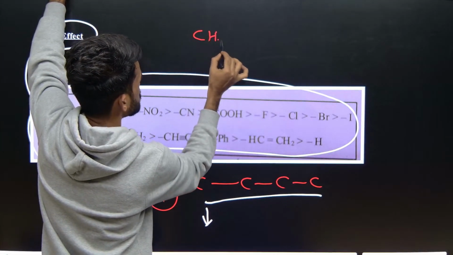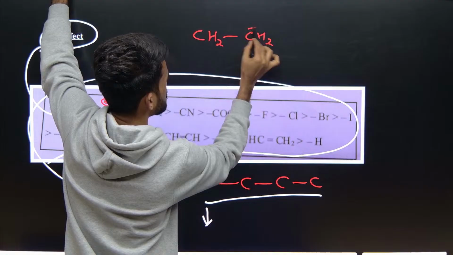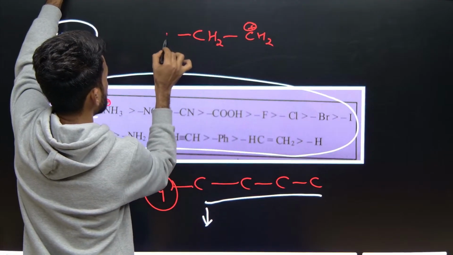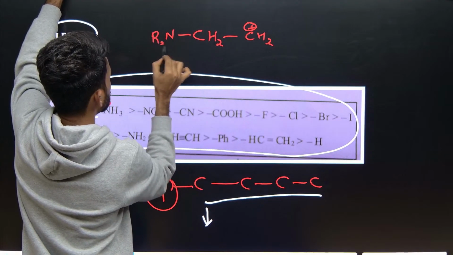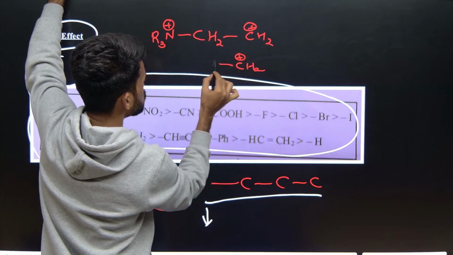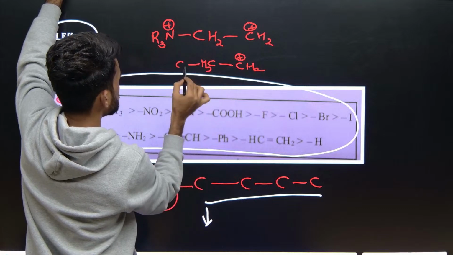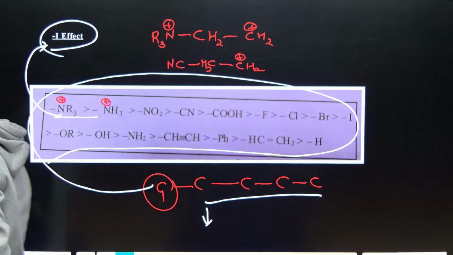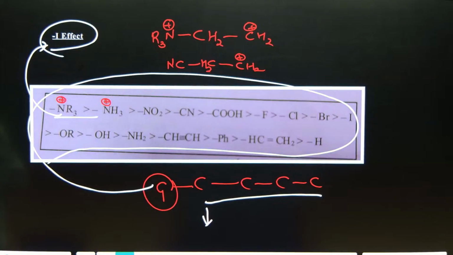See, I am writing CH2 plus here, and here one NR3 plus, and one more I am writing here CH2 plus, CH2, and here CN. Tell me which is more stable here out of these two? Yeah, tell me which is more stable.